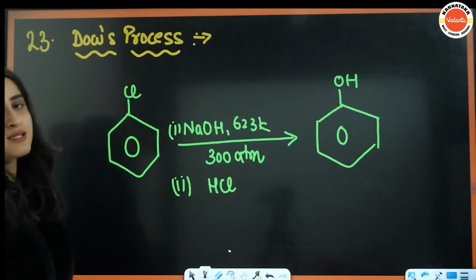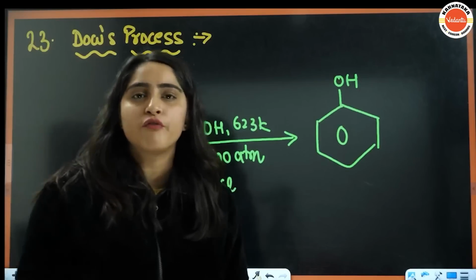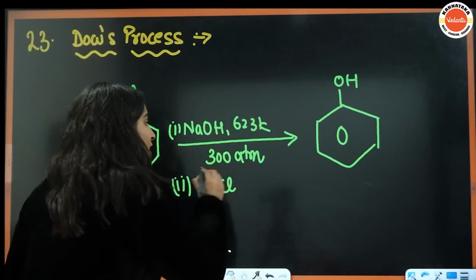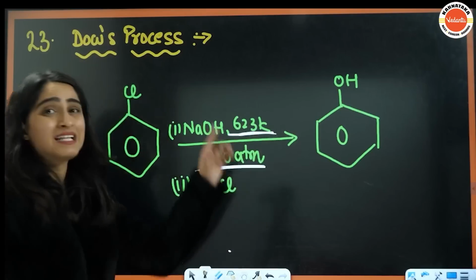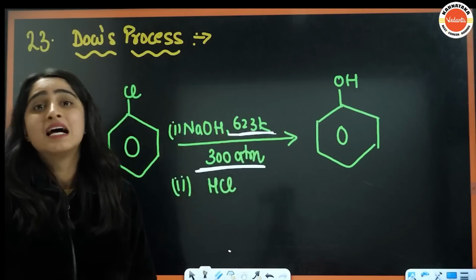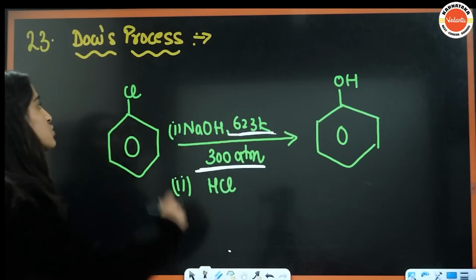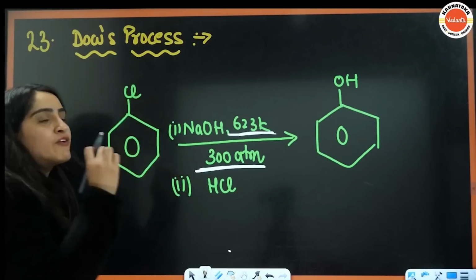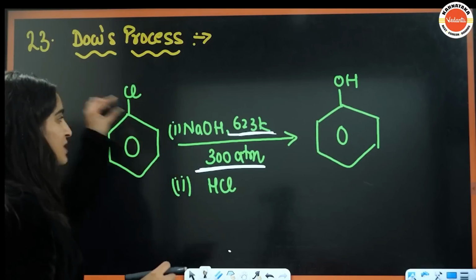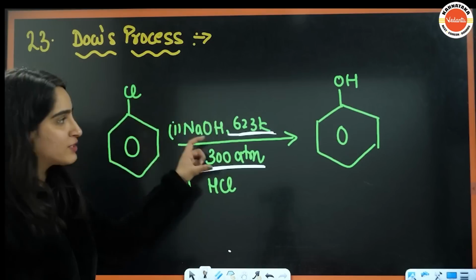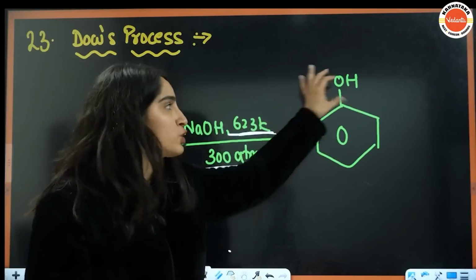Next is Dow process. Again, a very important process of preparation of phenol. Here, the temperature and the pressure condition is very important. The temperature here is 623 Kelvin. Chlorobenzene, this bond is very difficult to break, but still under drastic conditions, we have done that, and we have converted chlorobenzene to phenol.